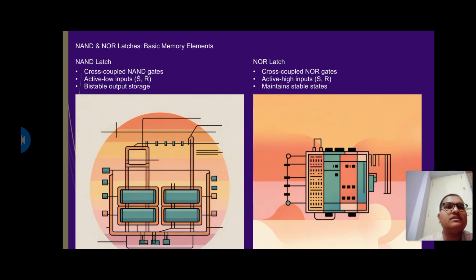So there are two main types of latches. They are the NAND latch and the NOR latch. As we can see, the NAND latch uses cross-coupled NAND gates and the NOR latch uses cross-coupled NOR gates. The NAND latch has active low inputs, whereas the NOR latch has active high inputs. The NAND latch maintains bistable outputs with inputs S bar and R bar, whereas the NOR latch maintains stable outputs with inputs S, R.